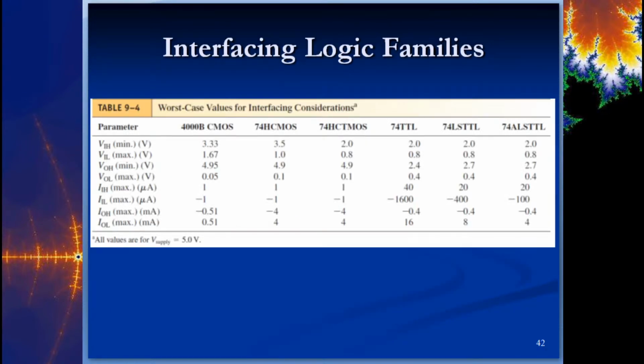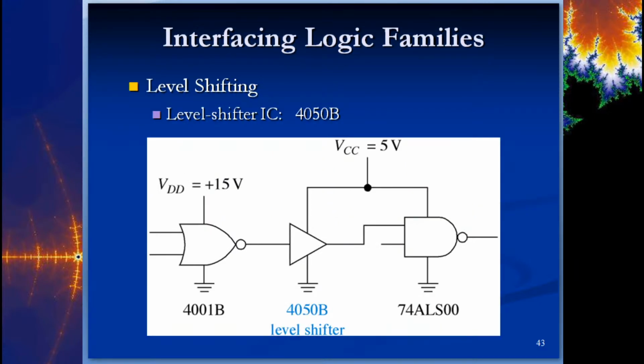All right, and so this is talking about the worst case. That's kind of what we just did: we went through a few worst case scenarios for interfacing. So just remember those two things. What happens when you go from TTL to CMOS, and what do you do when you go from CMOS to TTL?